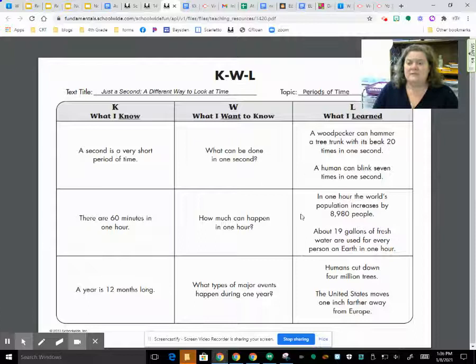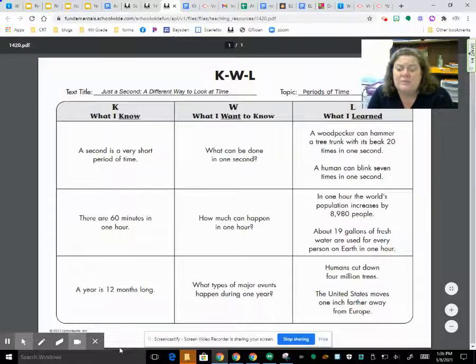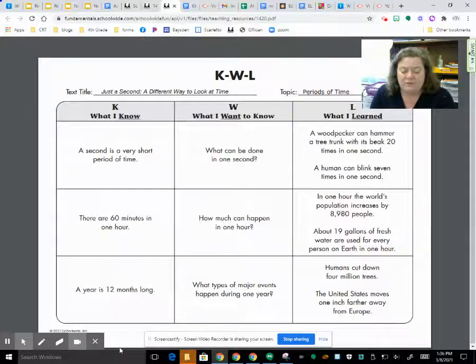So everything in this L column needs to connect to something that was in the K column. So that's why that preview, scan, and skim is so important when we do nonfiction, because we want to answer those questions that we have about the topic or the text. These strategies are going to help us be better nonfiction readers.